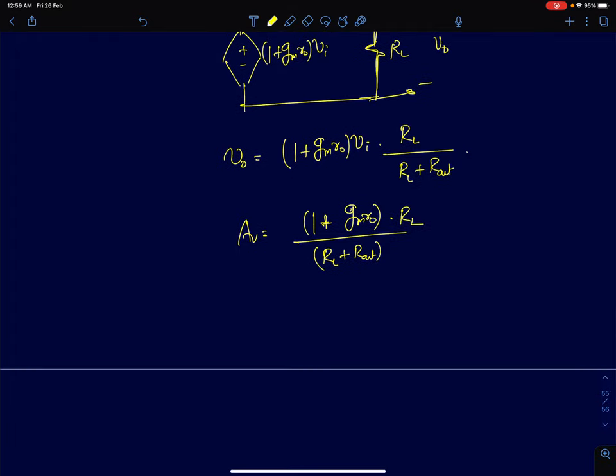Now if you see, the value Rs doesn't figure in this equation at all. But you should notice that Rout here has the dependence on Rs. Your Rout here is simply R0 plus (1 plus gm R0) times Rs. So the dependence on Rs is captured in the output resistance.